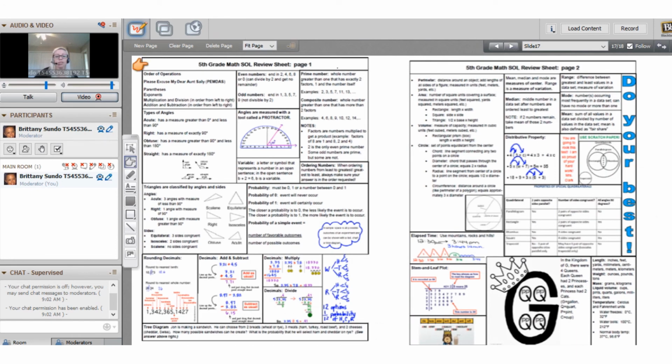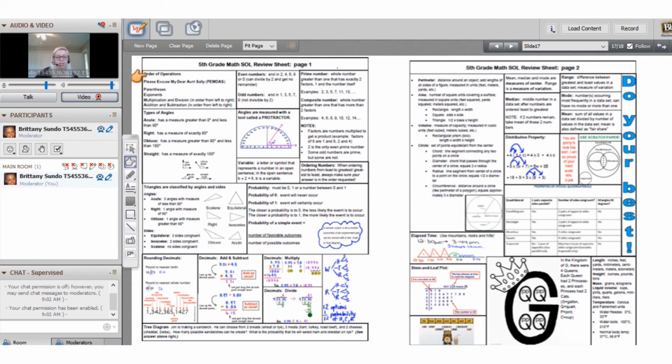Okay, I also want to show you a cheat sheet that will be provided in your Padlet. And this is an SOL review sheet that gives a breakdown of everything that we've been studying this year. Okay, and this will be in your Padlet. I know it's a little bit tiny on your screen, but you'll be able to open it up and print it out from your Padlet.